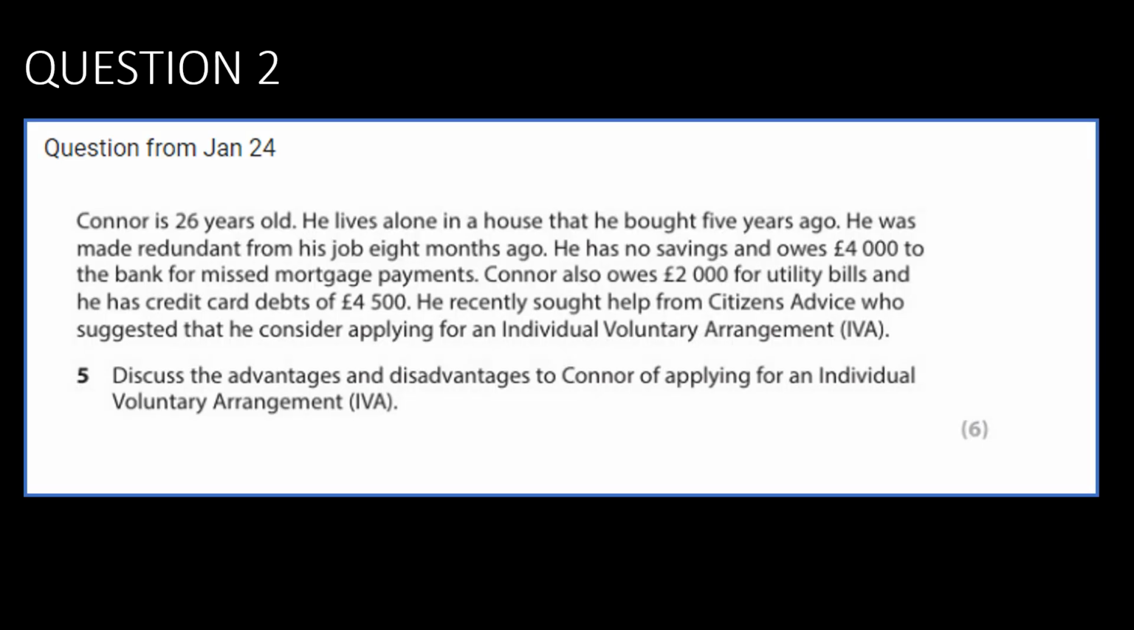So straight on to question 2 then, and question 2 looks like this. This is from the January 2024 paper. There's your scenario, but go straight on to the question, I suggest. Read the question. So let's see what it says. Discuss, there's the command word again, the advantages and disadvantages to Connor of applying for an individual voluntary arrangement, also known as an IVA. Do you know what an IVA is?